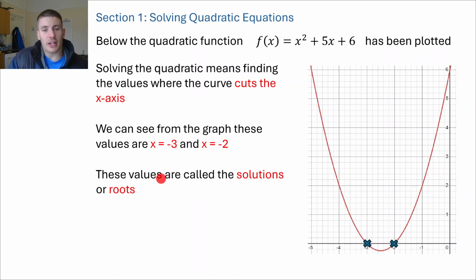So these values are called the solutions, or the roots of the equation. So x being -3 and -2, you call either the solutions or the roots. You can hear them in 2 different ways.